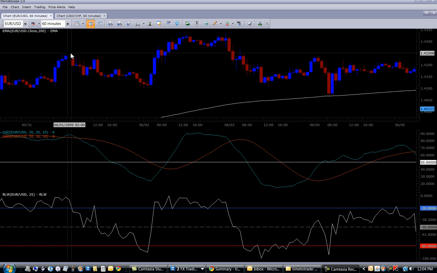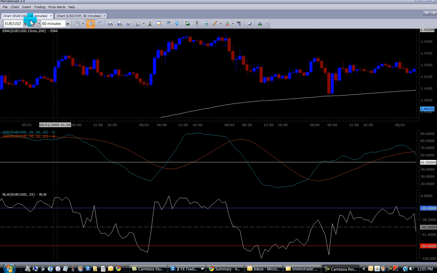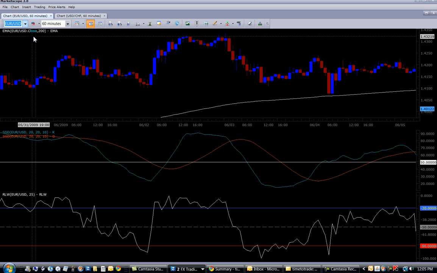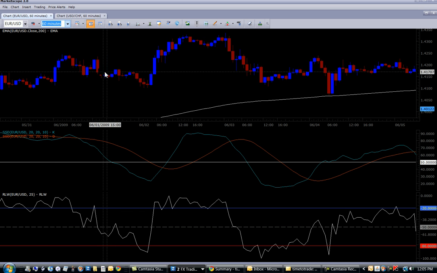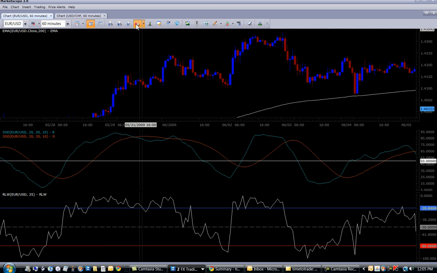Alright, we'll go through the chart setup. Right now we're only working on this one pair. I do not recommend using another pair at this time. It's the euro-dollar, and you can see I've got the euro-dollar chart up with 60-minute candles. Let's go through the chart basics real quick. As you can see, I've got a couple of things going on.